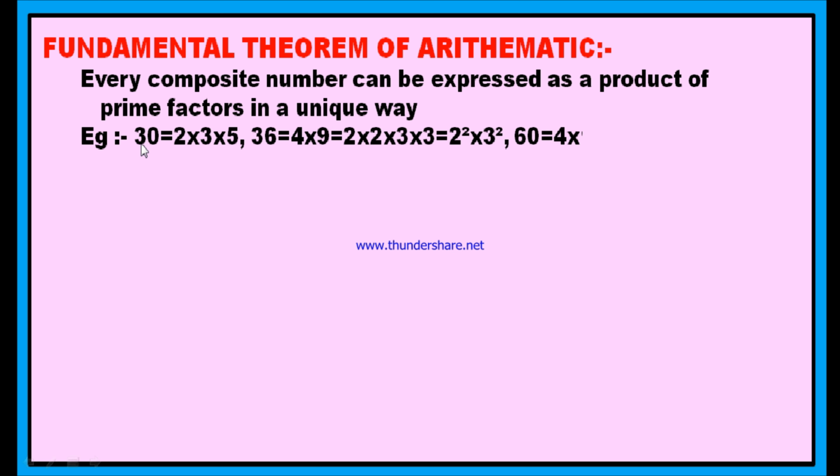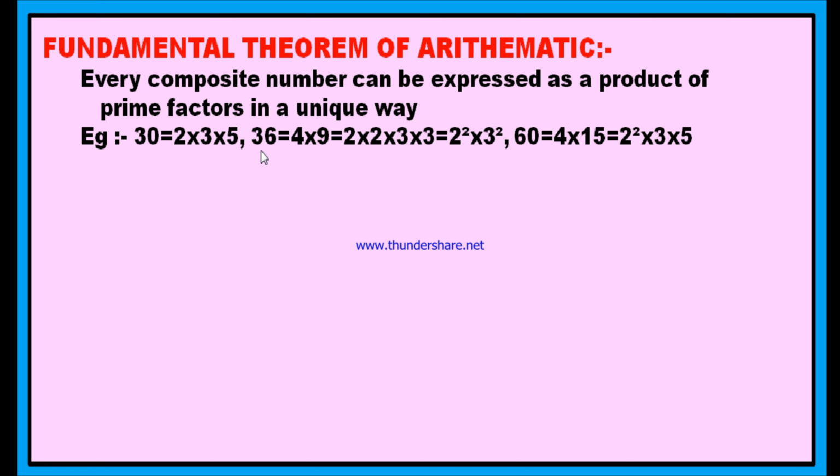Now if you look at this example, 30, you can write 30 as 2 into 3 into 5. 2 times 3 is 6, and 6 times 5 is 30. You can write 30 as the product of three prime numbers. 2 is a prime number, 3 is a prime number, and 5 is a prime number. You can write 30 only in this way, and you cannot write 30 in any other way as the product of prime numbers only. Of course, you can write 30 as 6 into 5, but 6 is not a prime number. Therefore, you can write 30 as the product of prime numbers in only one way, and there is no other way.